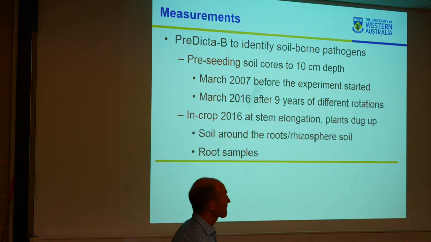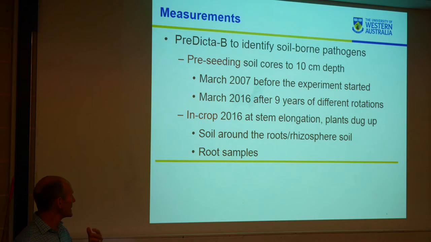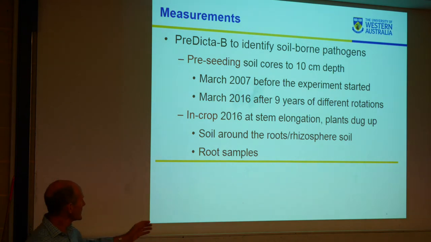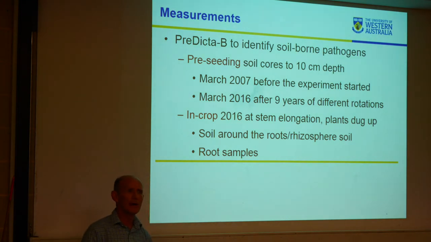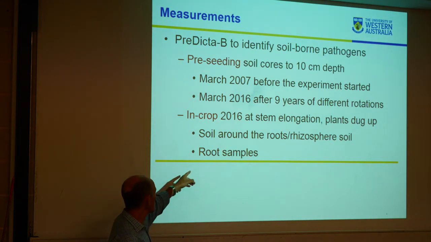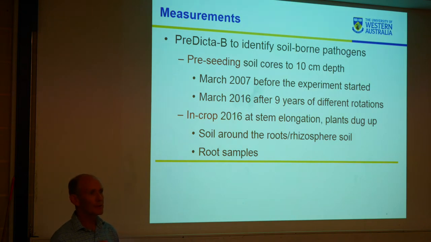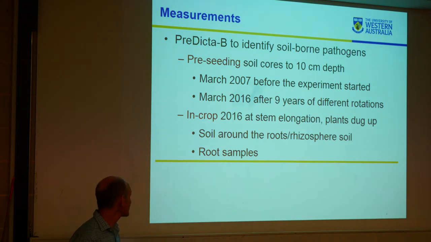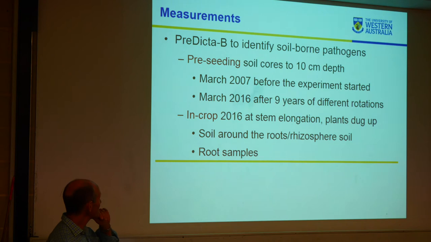2016 of pre-seeding. In 2016, we also went into the crop itself, and at stem elongation of the wheat, we went through all of the plots, and we dug plants up, and got the soil from around the roots. So we did a soil DNA around the roots, so that's like the rhizosphere soil. And we also took root samples from those plants and sent them to see how much of the pathogen was actually in the roots themselves. And I'll be presenting that today.